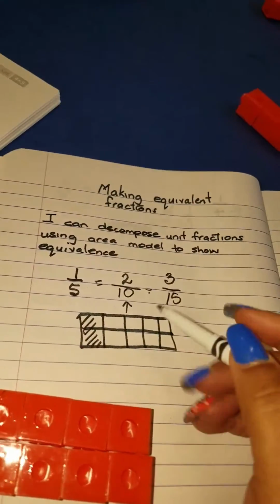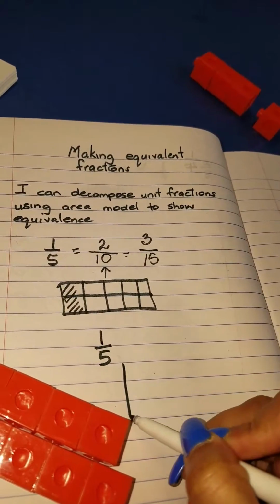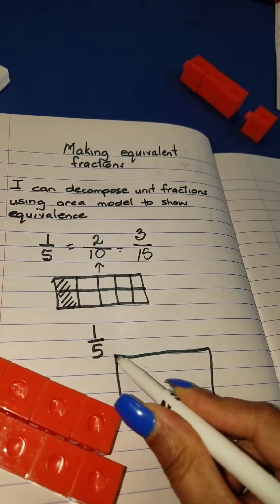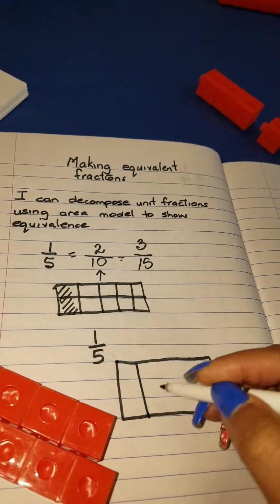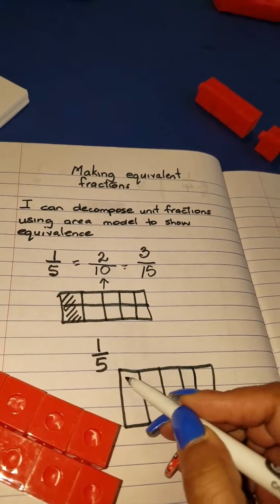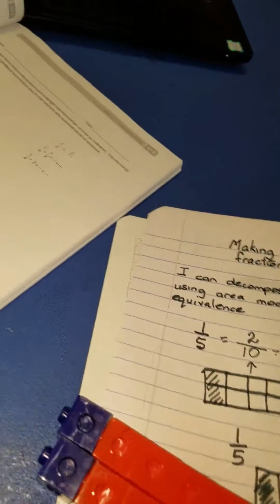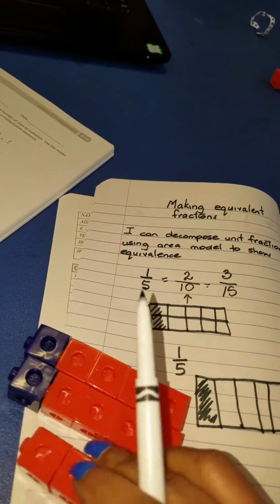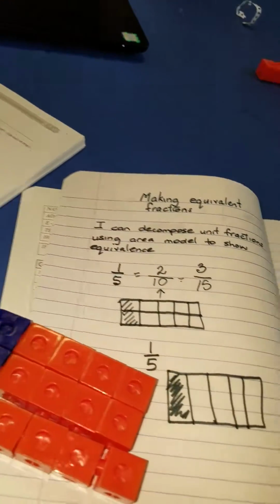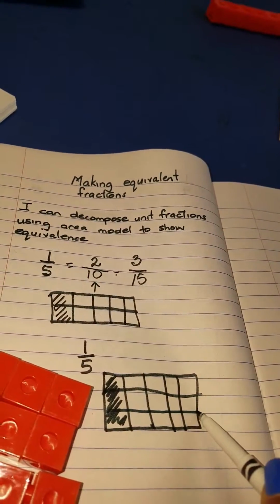If I wanted to do the same thing for that 1/5 to get to that 3/15, I would draw my model again. I would decompose it into 5 parts. I would shade 1, and I would have my 1/5. Now, if I wanted to get rows of 3, similar to what we had done before, instead of cutting this row 1 time to get 2 parts, I'm going to cut it 3 times, which is decomposing that same model.